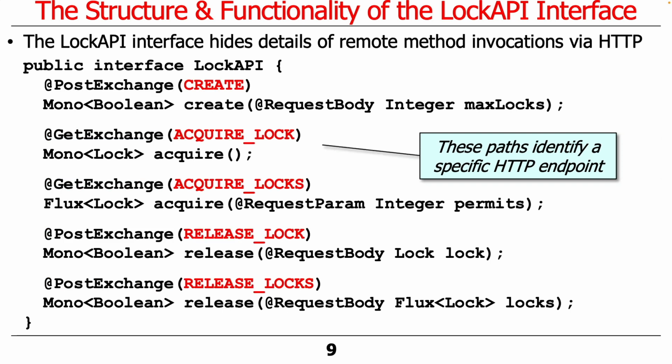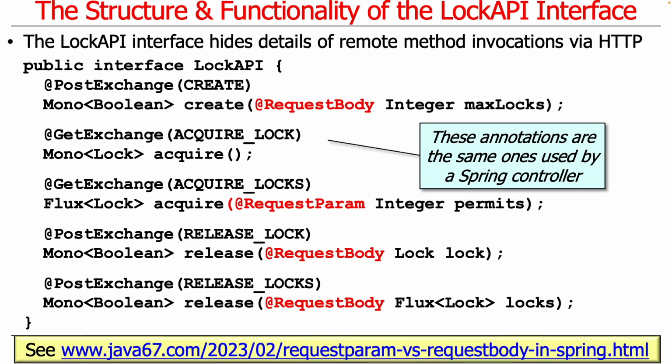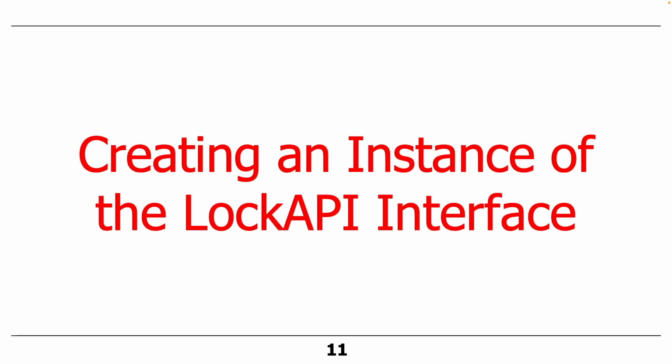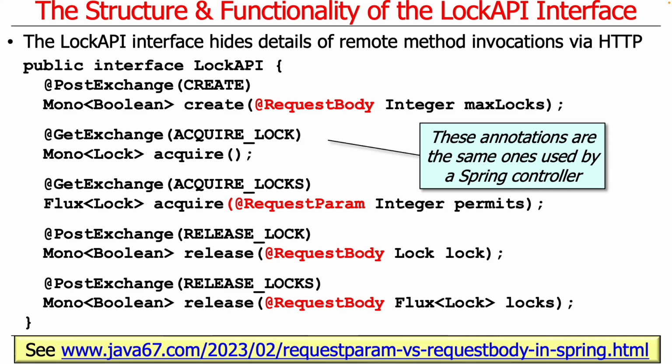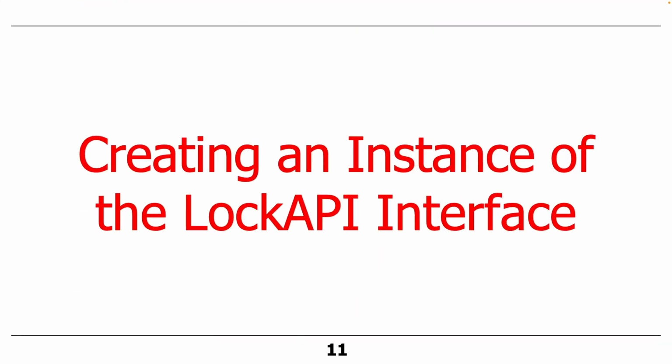We have path names, same thing as on the controller side. We have the annotations for the request body and the request param, same exact thing as on the server side. I don't think I strictly need to put request param here for the acquire that takes a permit count, but it didn't hurt to be consistent. So that's it. This is so cool. Now we've got asynchronous capabilities on the client side.